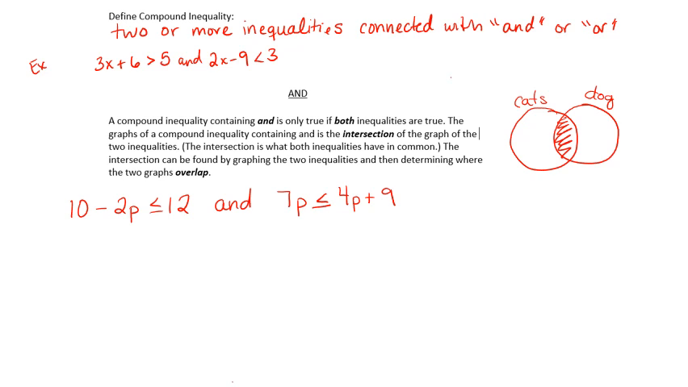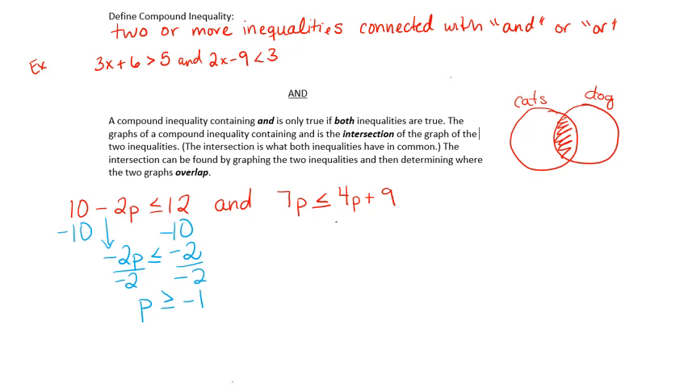So let me solve this one. I'm going to subtract 10 first. I get negative 2p, because remember this minus sign becomes a negative, is less than or equal to negative 2. Divide by negative 2. Don't forget, even with these inequalities, when I divide by a negative, I'm going to switch the direction of the inequality sign. That's important.